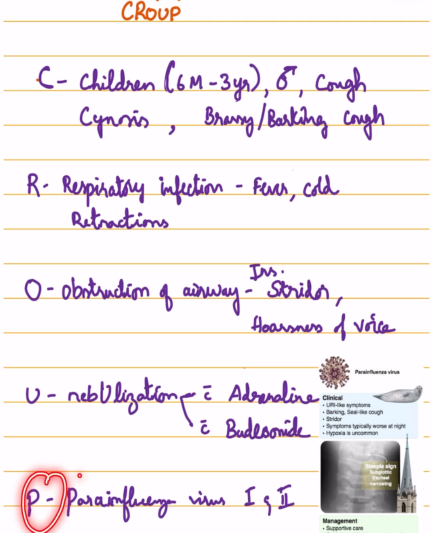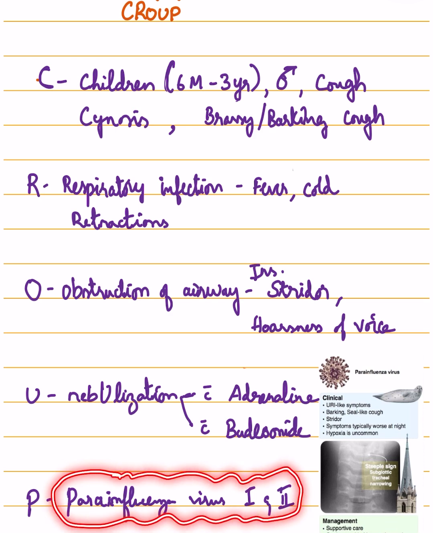And P stands for para-influenza virus 1 and 2. It is the most common etiological factor, the most common virus which leads to this acute ALTB. There are some other viruses which cause this ALTB, such as respiratory syncytial virus and Haemophilus influenza. These are the other causes, but para-influenza virus 1 and 2 is the most common cause.